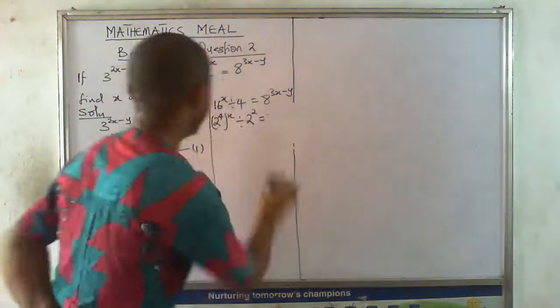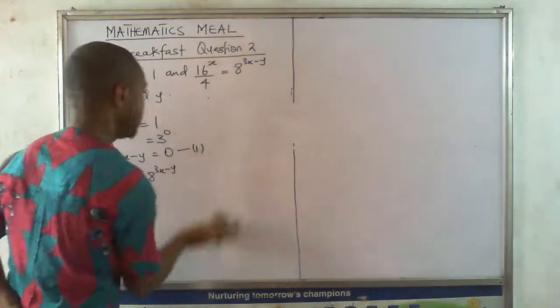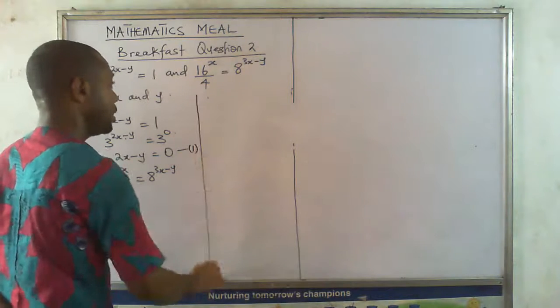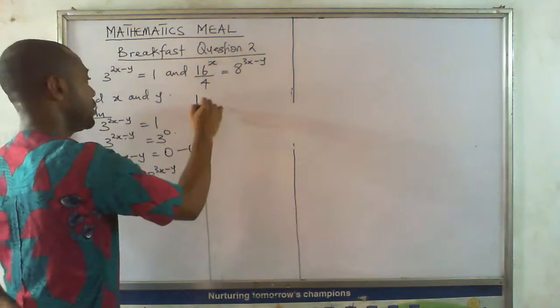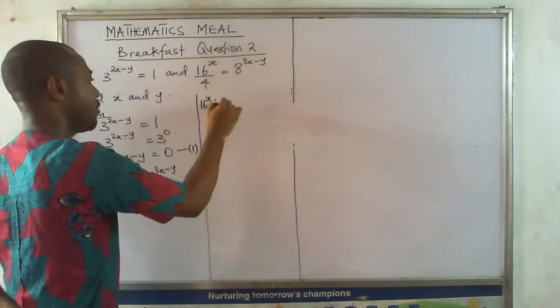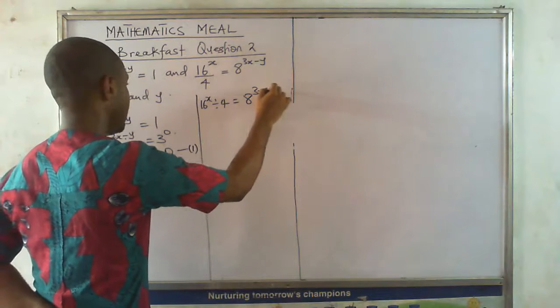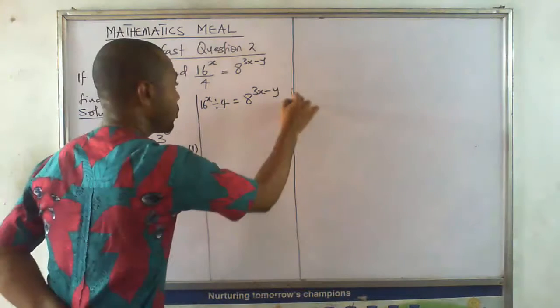Let's create a space for this. So we have that. We have 16 raised to the power x divided by 4 is equal to 8 raised to the power 3x minus y. That's what we have.